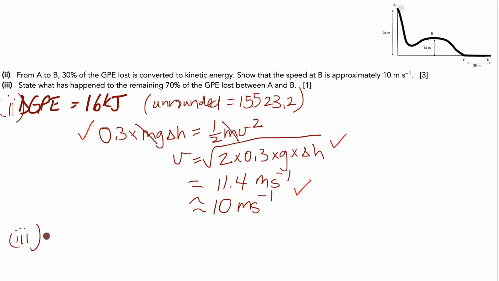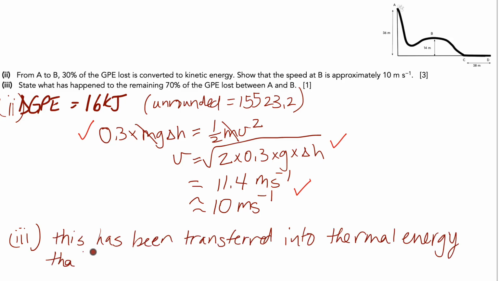Okay, so now for part 3, it says state what's happened to the remaining 70% of the energy lost between those two. Well, that's going to go into thermal energy. And that was created when we had work to overcome friction.